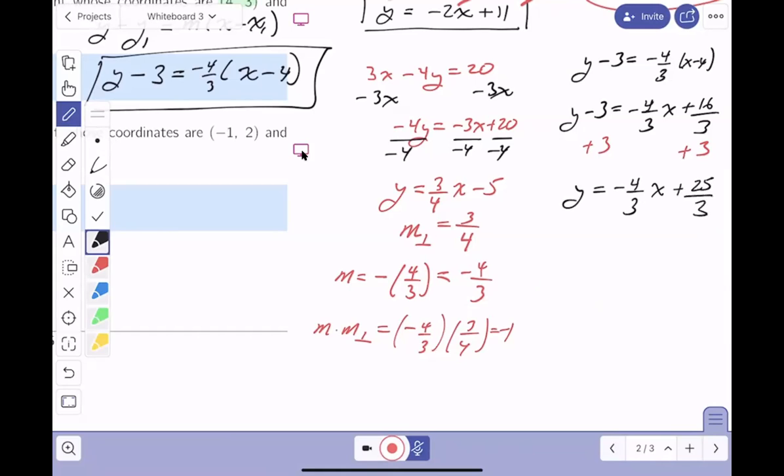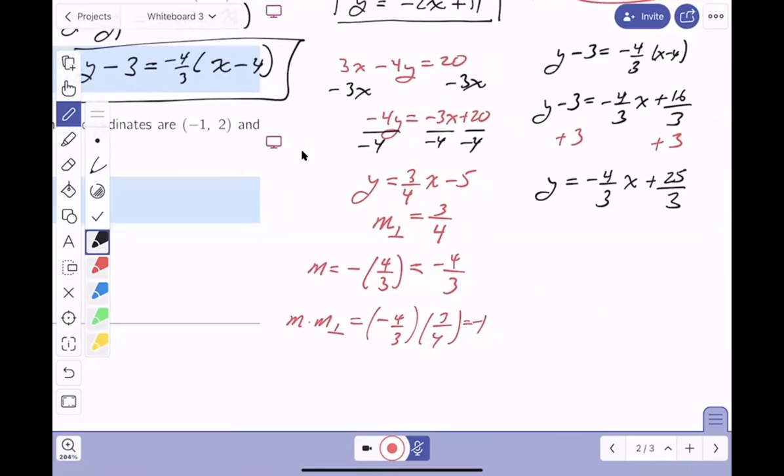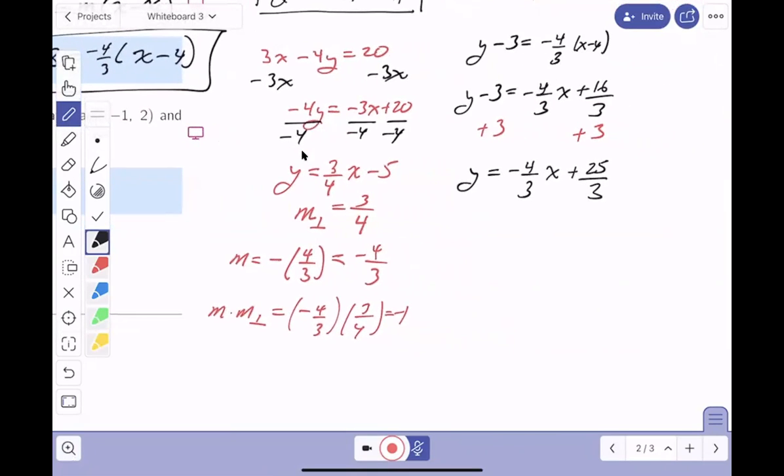If you're struggling with arithmetic, you really want to master that skill. And so how'd you do that? 3 is the same thing as 9/3, and 9/3 plus 16/3 is 25/3. So this is that other form that students like.